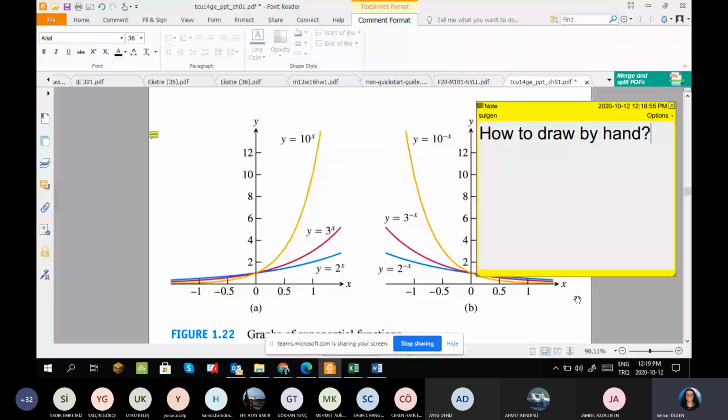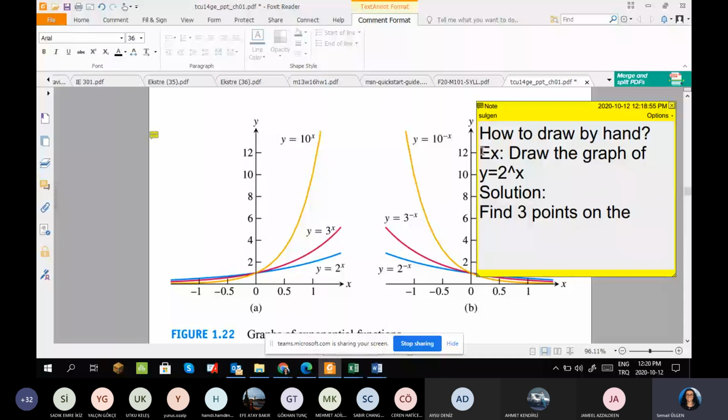Next, what you do is find 2 points on the graph. Let me give you an explicit example. Draw the graph of y is equal to 2 to the x. Okay, let's try to draw that. Solution.